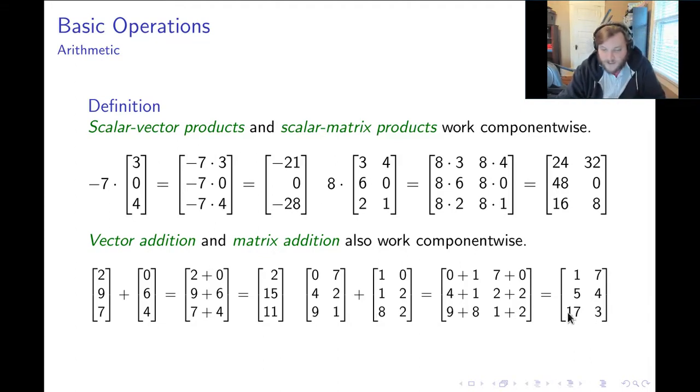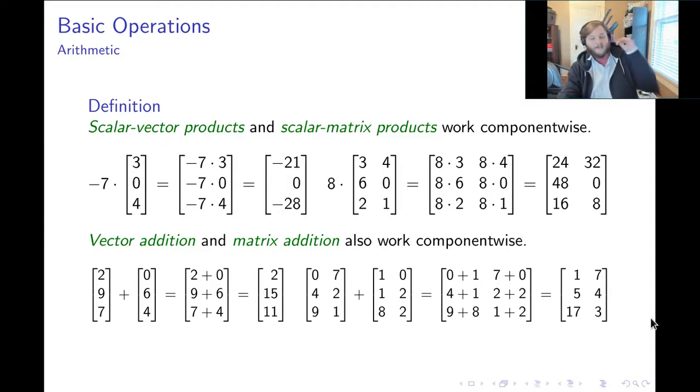So this 17 here is in the 3, 1 position. So this is the third row, first column. We got 17 by going back to the original two matrices and adding the entries that are in the position 3, 1. So here we're adding 9 and 8 together to produce 17.